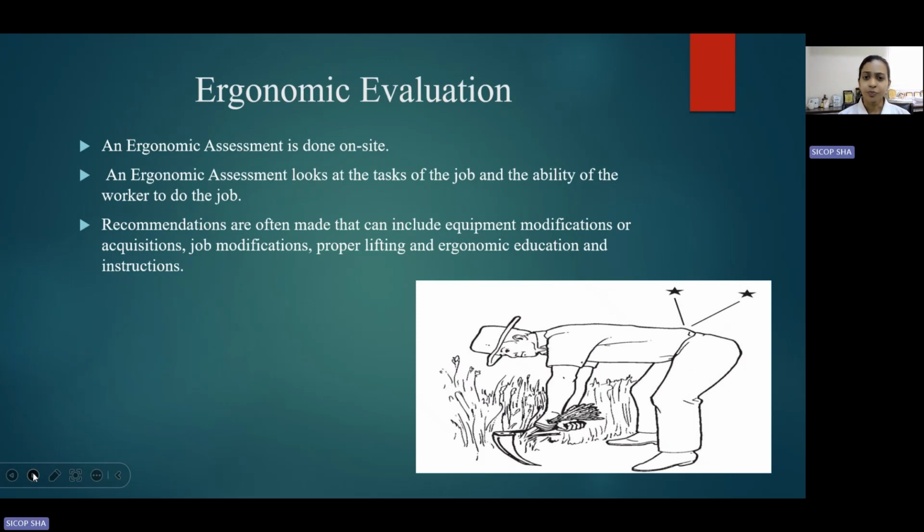Ergonomic evaluation. An ergonomic assessment is done on site. An ergonomic assessment looks at the tasks of the job and the ability of the worker to do the job. Ergonomic evaluations can be qualitative or quantitative. Recommendations are often made that can include equipment modifications or acquisitions, job modifications, proper lifting and ergonomic education, and instructions.